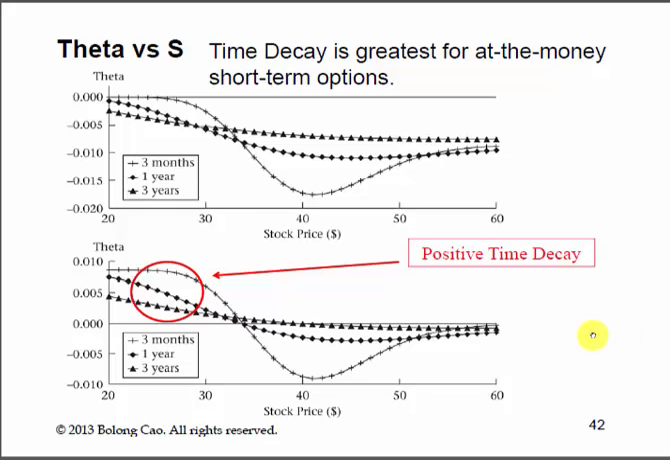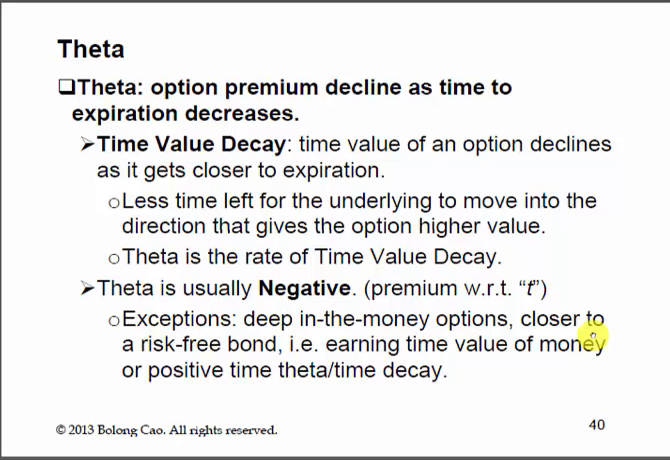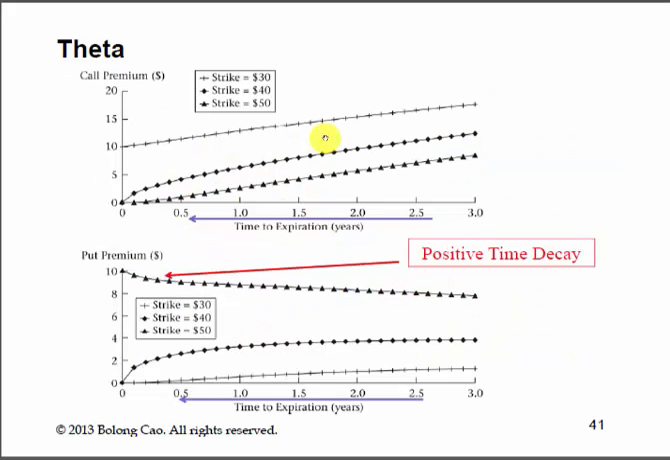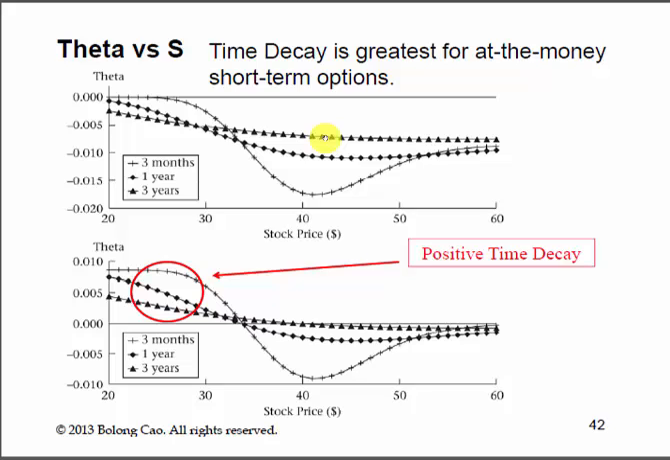So, for theta, the most basic thing is that we know there's time value decay, right? As time passes by, the premium value of the option declines. It means theta is usually negative. However, if the option is deep in the money, especially for put here, we can see you have positive time decay.